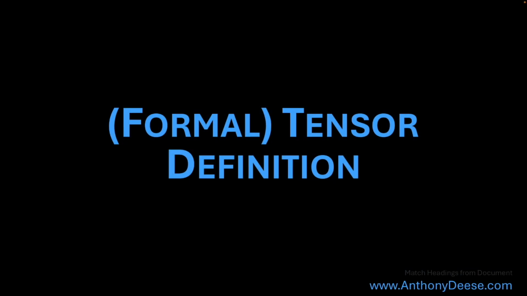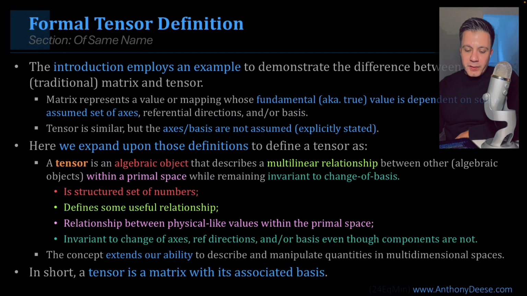Let's answer the question now of what is a tensor, and this is a question that we've posed previously. So, in the introduction, we already employed an example to demonstrate the difference between a traditional matrix and a tensor, and I think that was a pretty good demonstration.